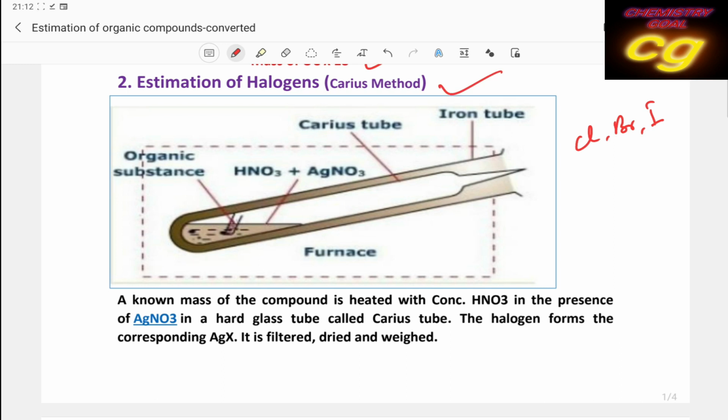In this method, the organic compound will be taken in a test tube, that is the Carius tube. Then concentrated nitric acid will be added, followed by silver nitrate solution. So in the test tube, first you take the organic compound, then you add concentrated nitric acid, then followed by silver nitrate, AgNO3. Then during heating, during the reaction, the organic compound containing halogen will be converted to silver halides.